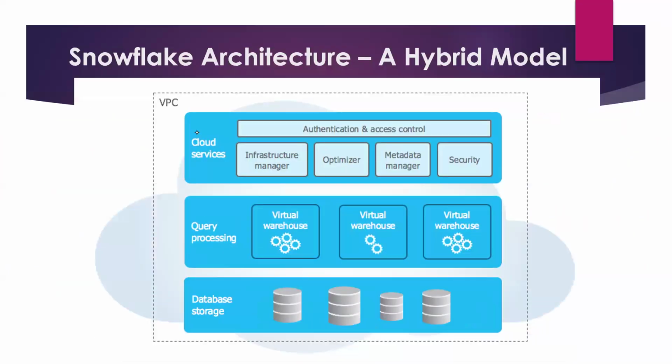So this is the Snowflake architecture. There are three layers available: one is the database storage layer, another one is the query processing layer, and the third one is the cloud services layer.